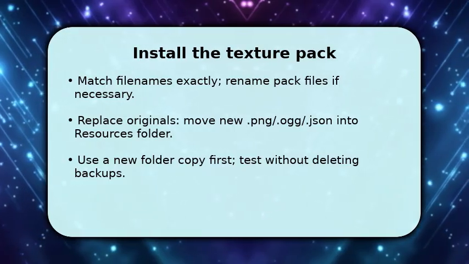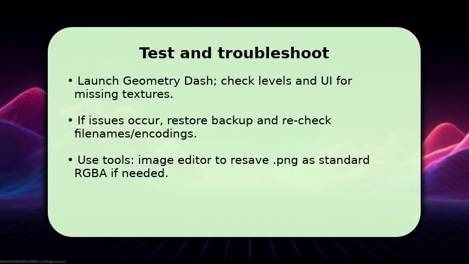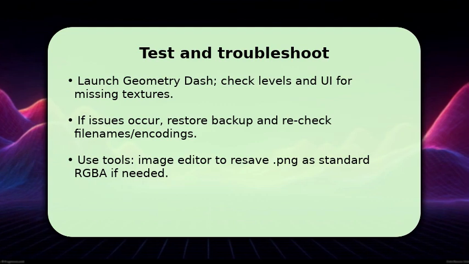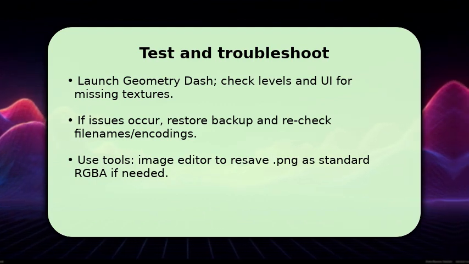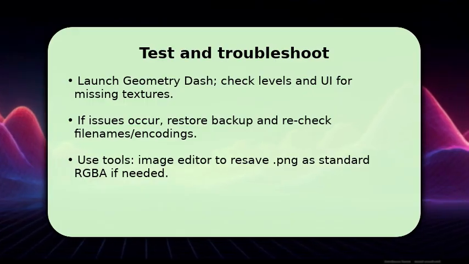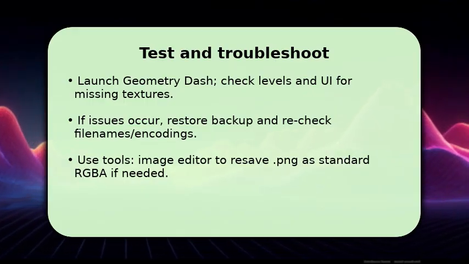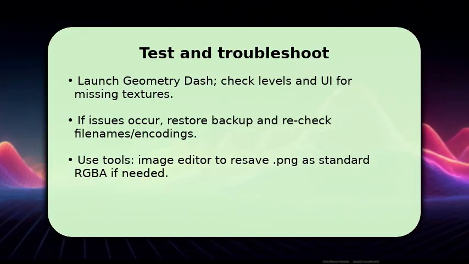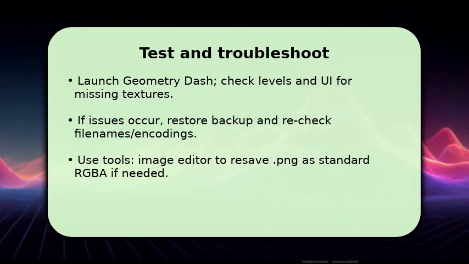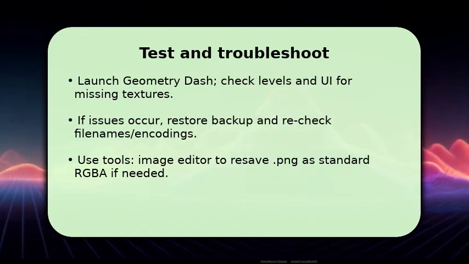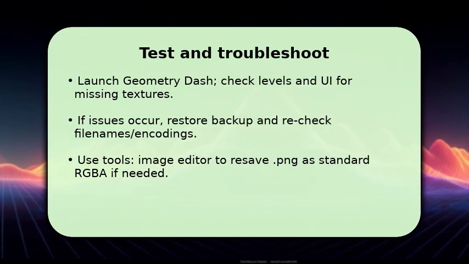Finally, you launch the game and inspect levels and menus for any missing or distorted textures. If you see placeholders or crashes, close the game and restore your backup copy, then recheck file names and PNG encodings. Some packs need standard RGBA or specific compression. If audio stutters, verify OGG codec compatibility. One key troubleshooting tip: if a texture fails to appear, resave it in a basic image editor and overwrite the file. That often fixes it.